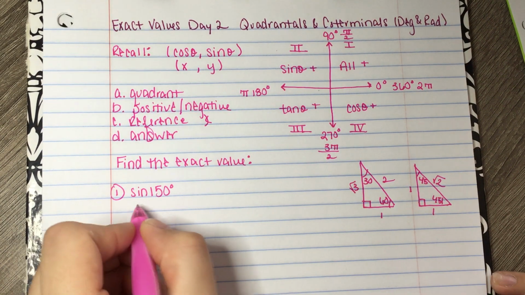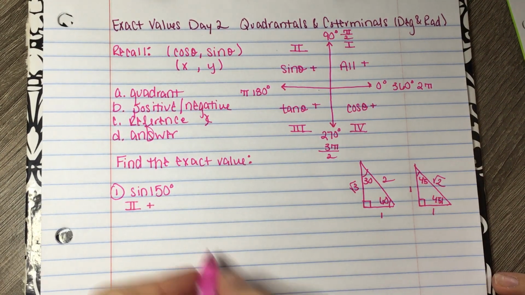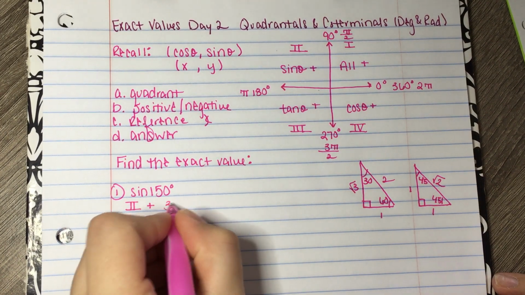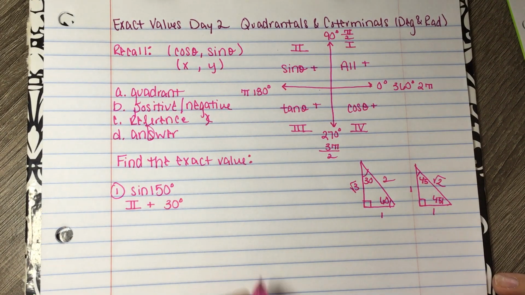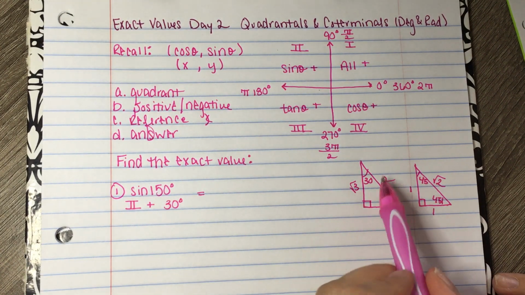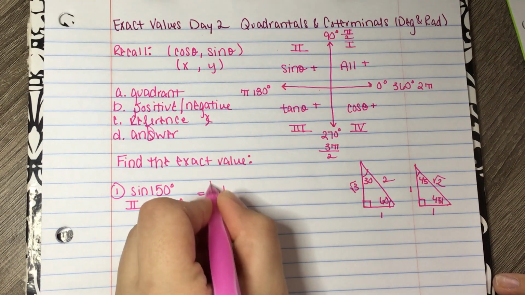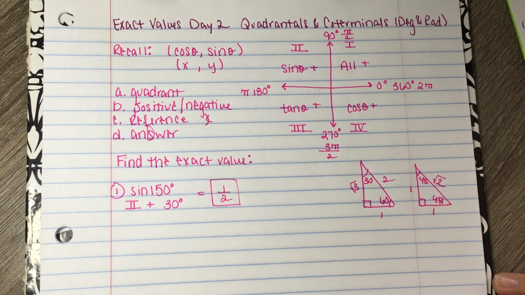150, well, that's in quadrant 2, where sine is positive, and our reference angle, we're 30 degrees away from the nearest x-axis. So what we do is we do sine of 30 degrees and we keep it positive. So here we are, 30 degrees, and that's going to be opposite over hypotenuse, and that's positive 1/2. And there's our answer for the first one.